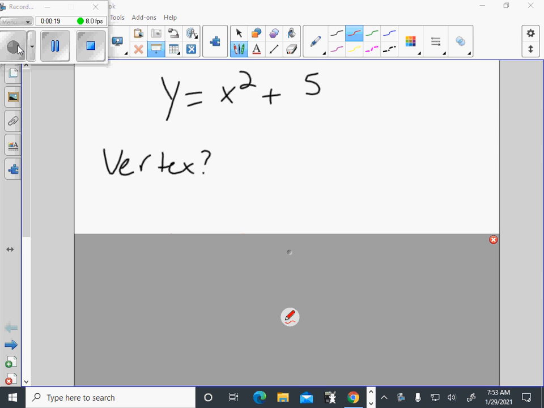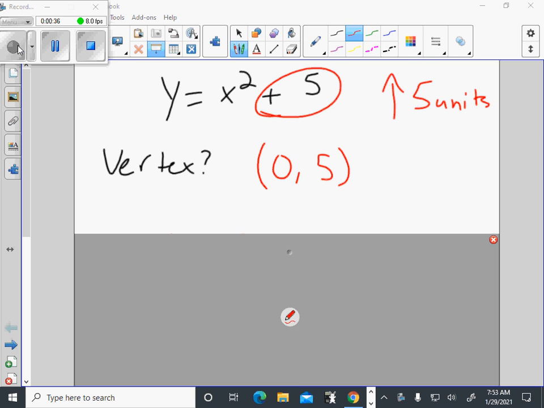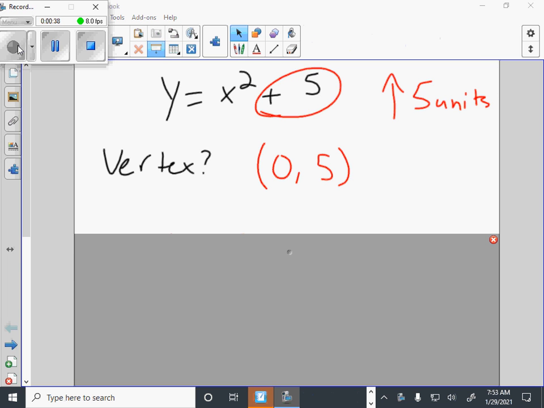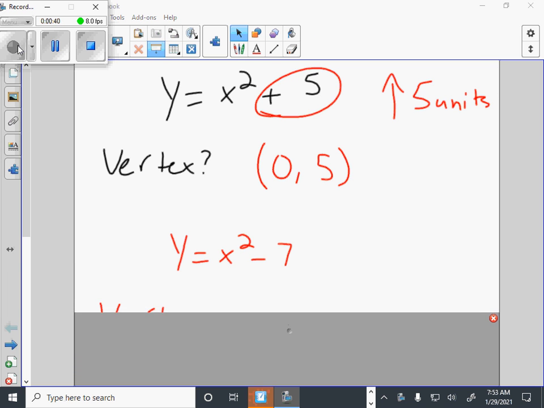If we have y equals x squared plus 5, how does this graph move? We just look right here at the end, it's plus 5, it goes up 5 units. So instead of the vertex being at 0, 0, it's just at 0, positive 5. Okay, so a little bit of review here as we move forward. Right now we are going to be mastering all of this.